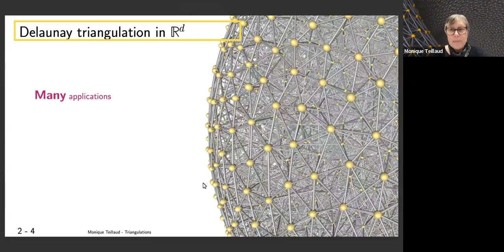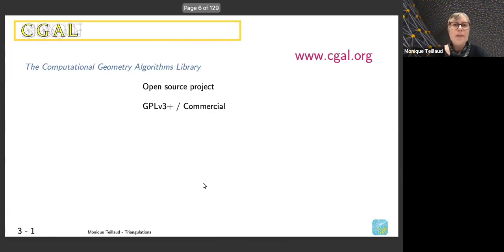It has many applications, especially in 2D and 3D, but also in higher dimensions. I'm not going to go into those details, but it really has many applications. And in particular, it has applications if you implement the computation of triangulations. So I am going to talk a bit about CGAL, the Computational Geometry Algorithms Library.